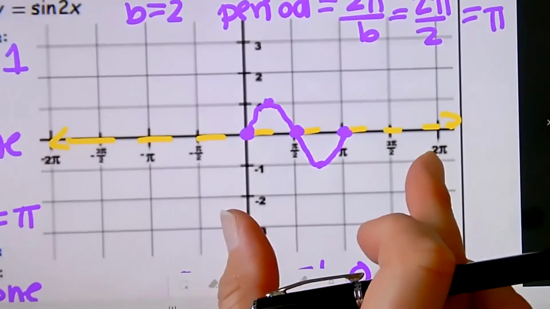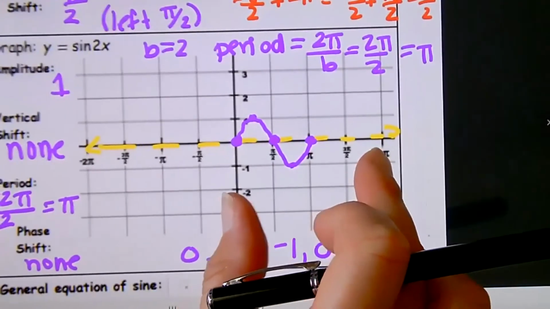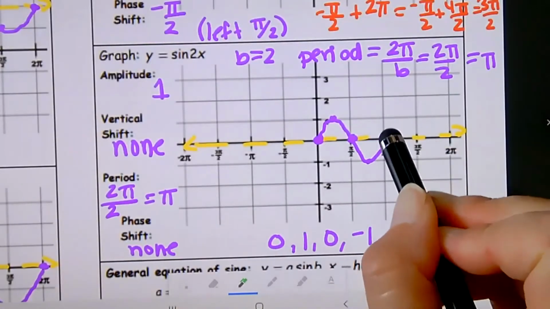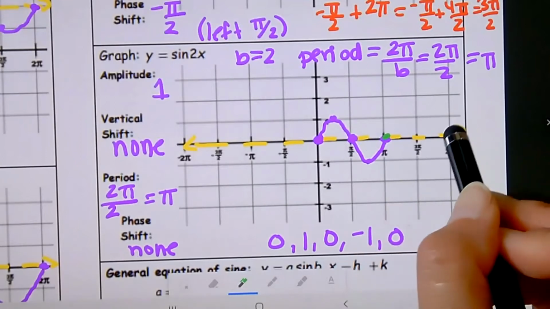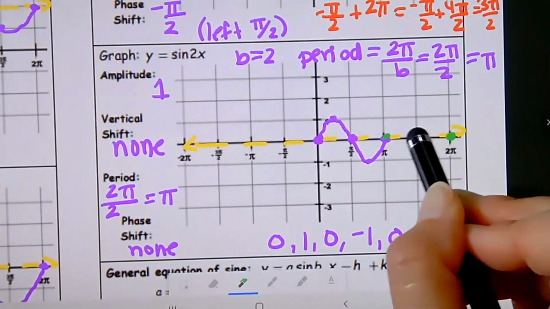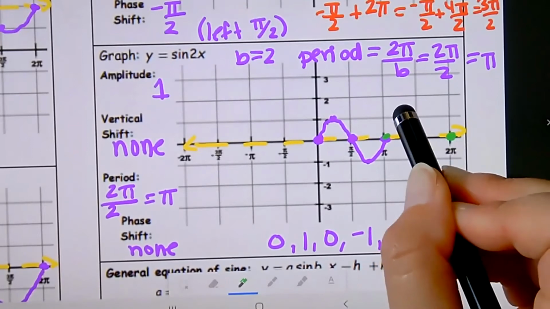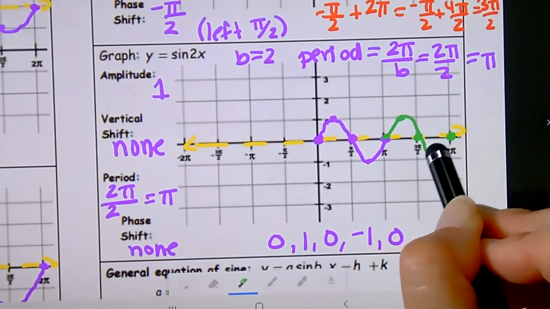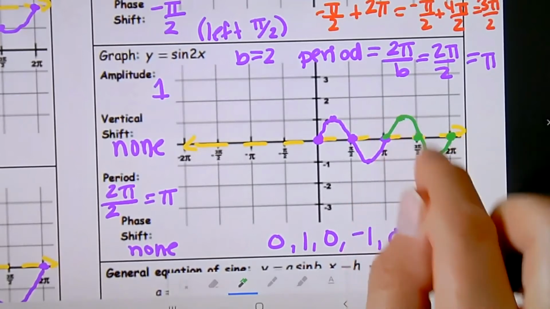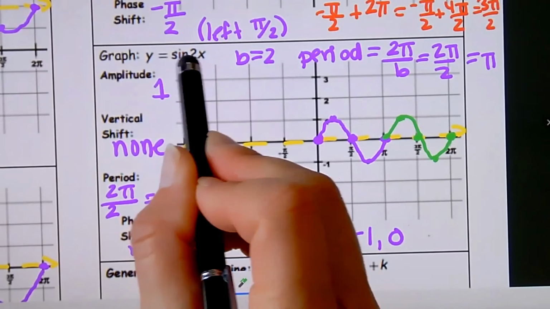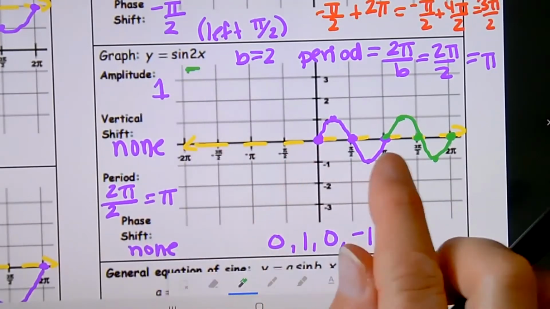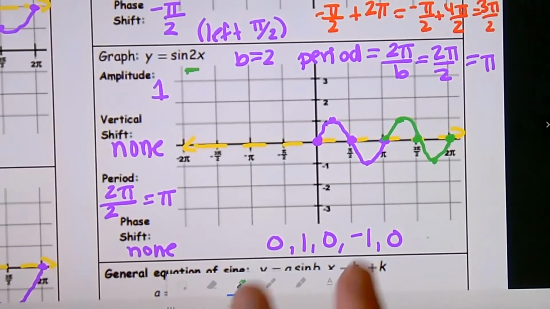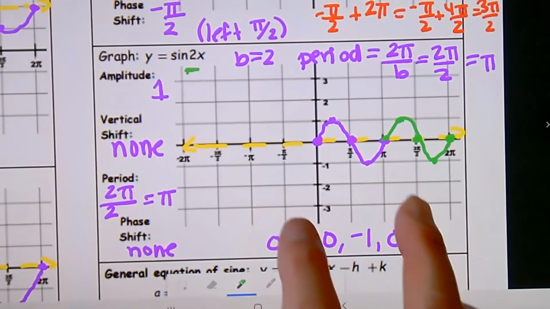Now, I just want to show you, and I'm going to do it in a different color, that if I was continuing this, again, I start here at 0. I'm going to have my zeros here. I'd be going up 1, I'd be going down 1, and you see that would be my second cycle. So I have 2 cycles from 0 to 2 pi. So now let's take a look at our next one.